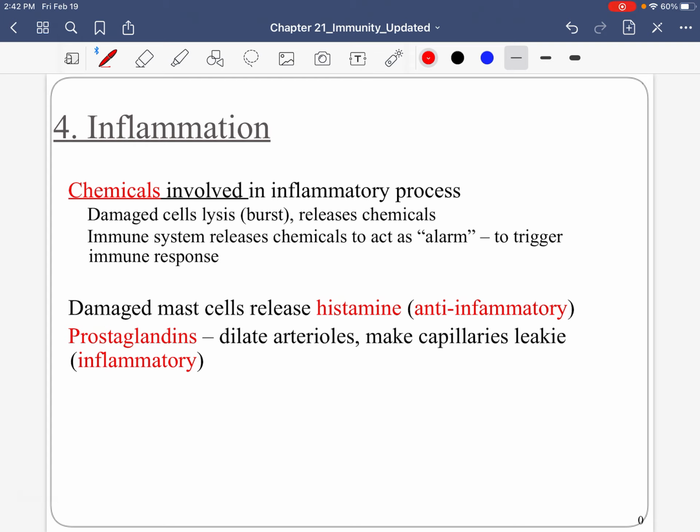There are a host of chemicals involved in our inflammatory process. I wanted to give you 2 examples: histamine and prostaglandins.